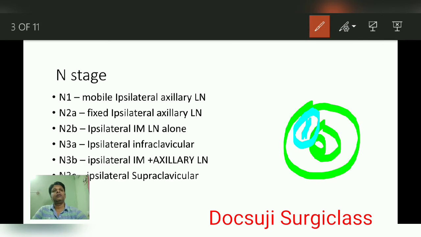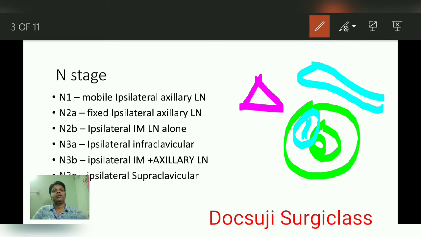This is the breast lump, and the most important thing is the clavicle, so I'm just going to put the clavicle. So this is the clavicle. So 3A, 3B and 3C, that is also very simple. 3A is infraclavicular, the lymph nodes that are present below the clavicle. This is 3A.